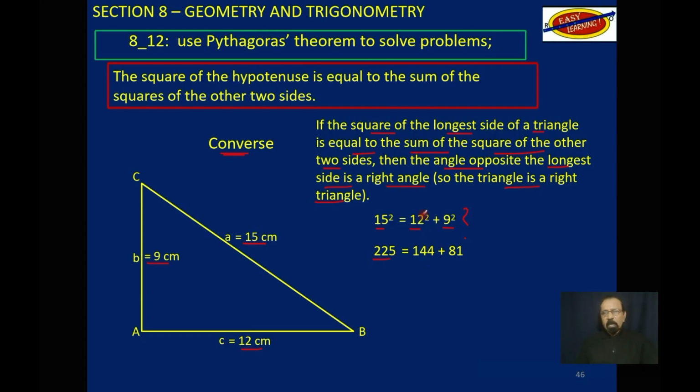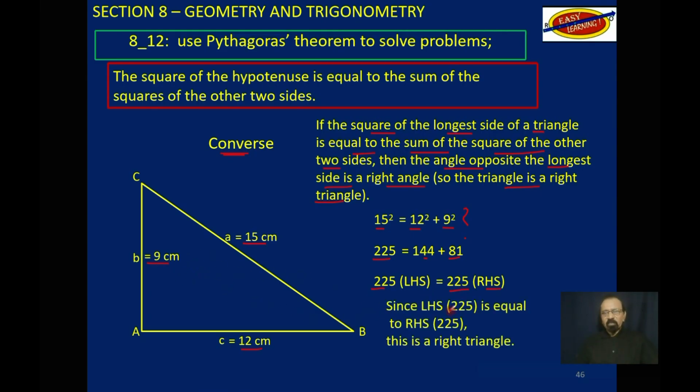225, that is 144 plus 81. And so on the left-hand side, you get 225 which is equal to 225 on the right-hand side. So this is a right triangle. Since the left-hand side is equal to the right-hand side, this is a right triangle, and so we know that this here is the hypotenuse, and over here is the right angle.